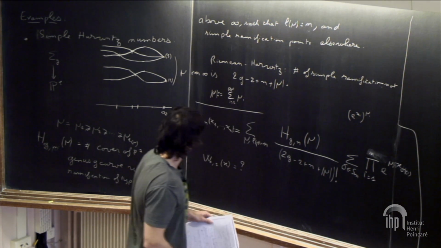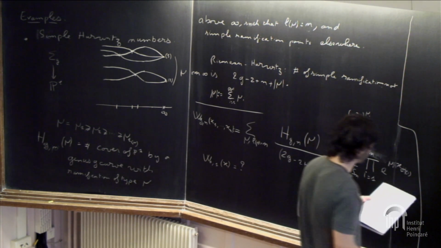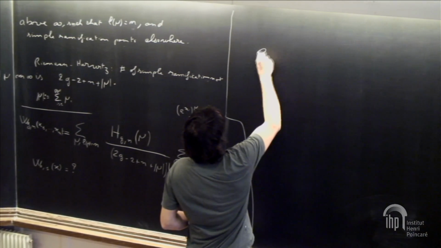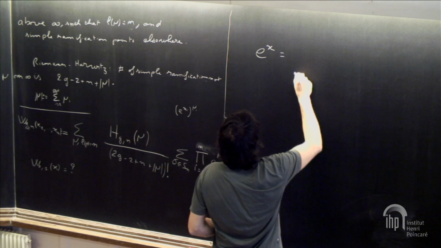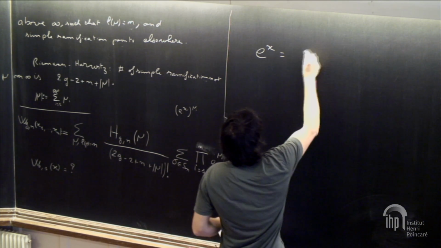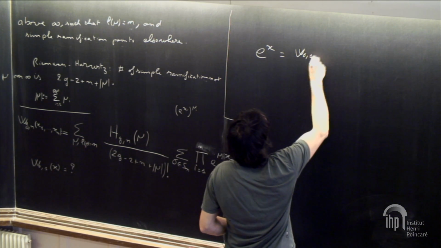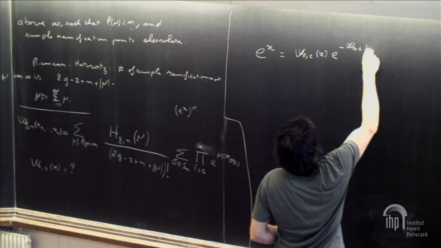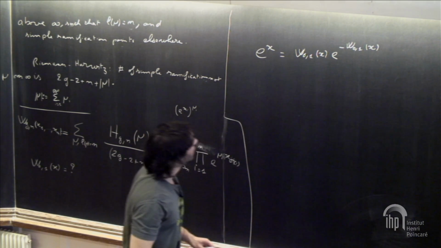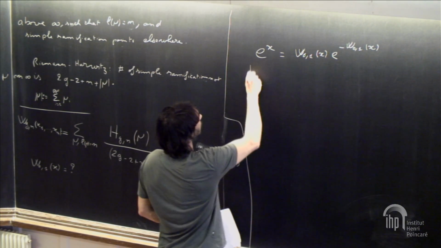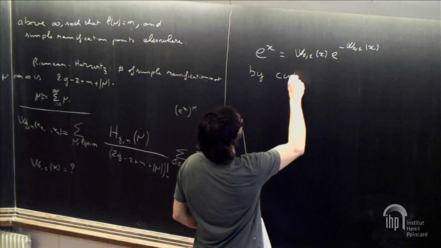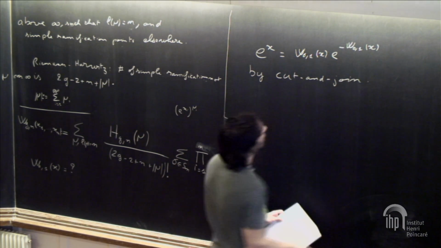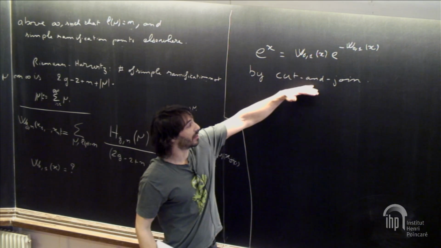OK, so what about W01? W01 of x, you can prove that it is a solution to an equation, which is the following one: exponential x is equal to W 0,1 of x, exponential minus W 0,1 of x. So how do you get this equation? You get it by writing down a set of equations which are known as cut and join equations.